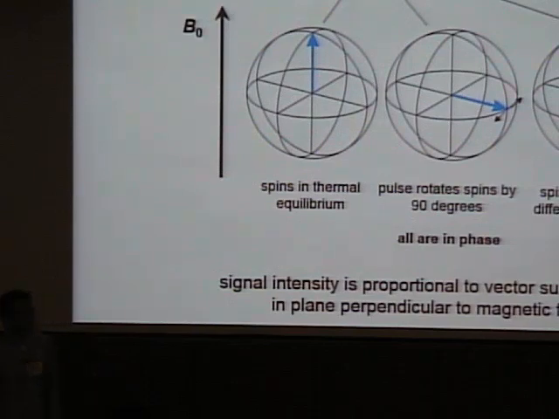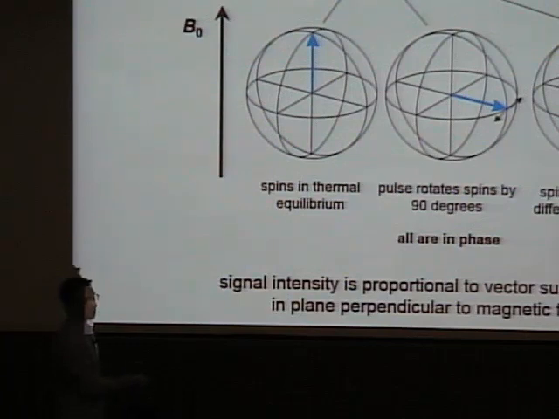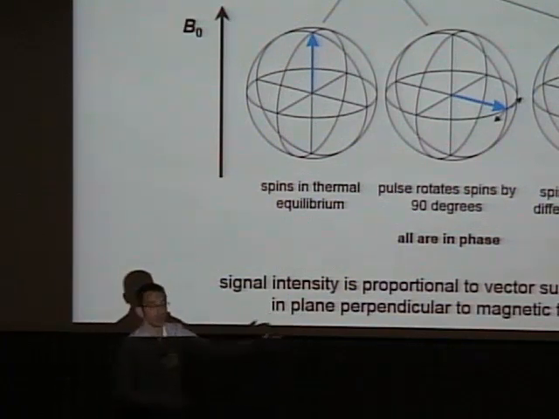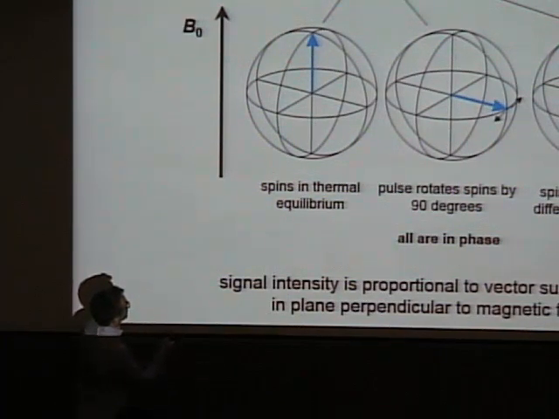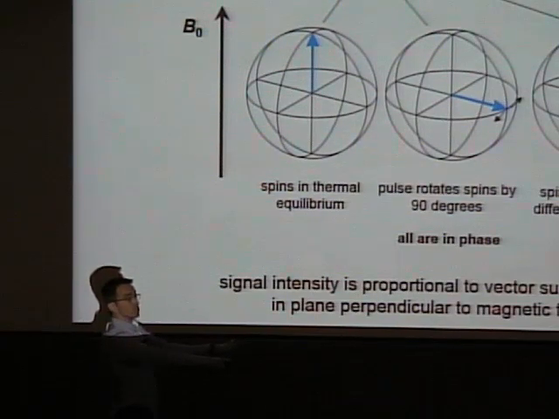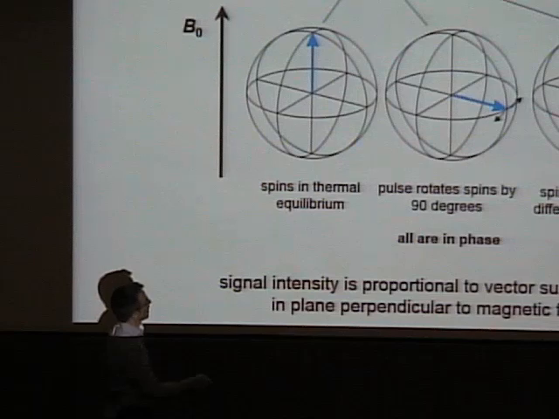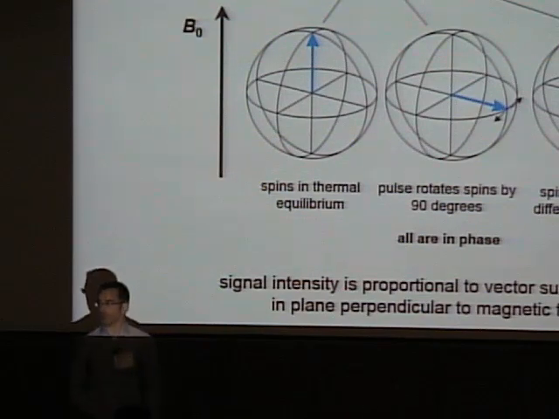And the response we measure with the detector is the vector sum of all these spin vectors in this plane perpendicular to the static magnetic field. So if you see here, they all point in the same direction. They all add up. We get a strong signal. And that's what's called the FID. But as time passes, they start to fan out, losing what's called their phase coherence. And if you add those vectors up, you get less than if you add all those vectors up here. So it decays. That's why it's called a free induction decay.